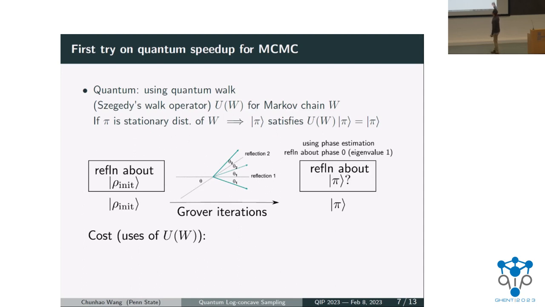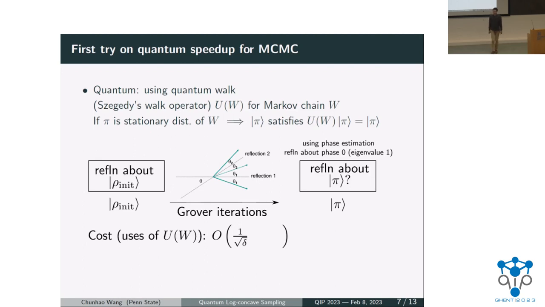Let's first look at the cost of implementing this phase estimation. The cost depends on the number of qubits in the control register for the phase estimation, and the number of qubits depends on how easily you can distinguish the zero phase from the other non-zero phases. It turns out that this phase gap is quadratically better than the spectral gap. That means we can use 1 over square root of delta queries to implement this phase estimation. It seems we have a quadratic speedup on something, right? But what about the number of iterations?